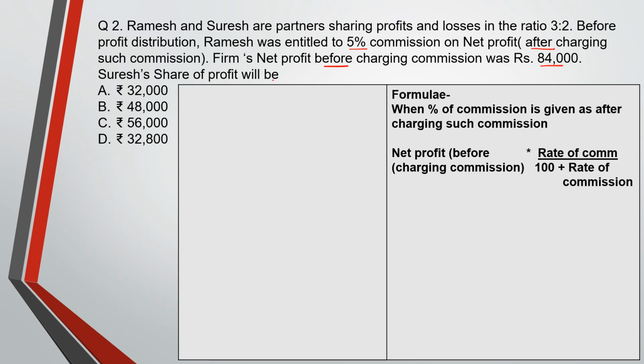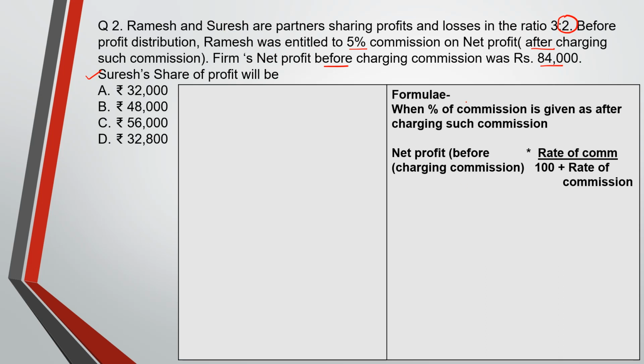Suresh's share of profit will be... We are supposed to find out what is Suresh's share. So the first important thing here is the computation of the commission, which has to be deducted from this net profit. And then whatever is left would be our divisible profit. In that we have to find out Suresh's share, which is 2/5.